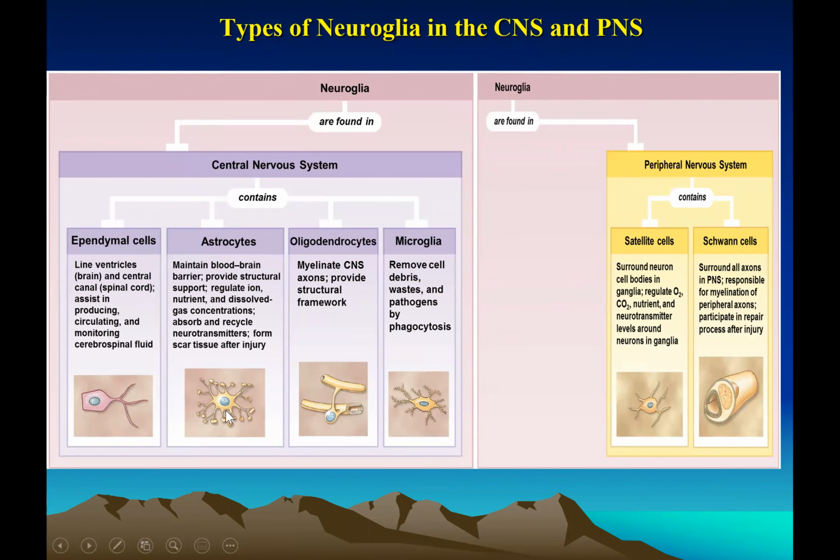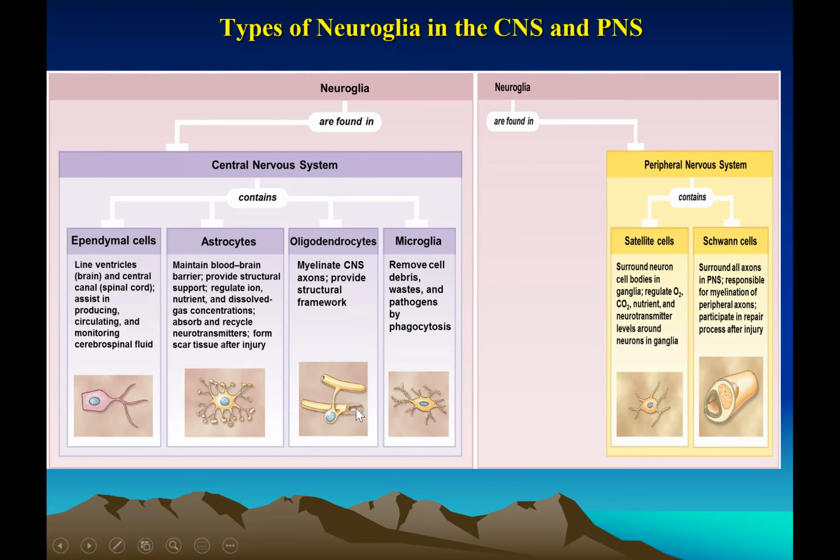Astrocytes are responsible for maintaining the BBB, the blood-brain barrier. They provide structural support. They can regulate the ion and nutrient concentration that enters the neuron. They can also recycle neurotransmitters.